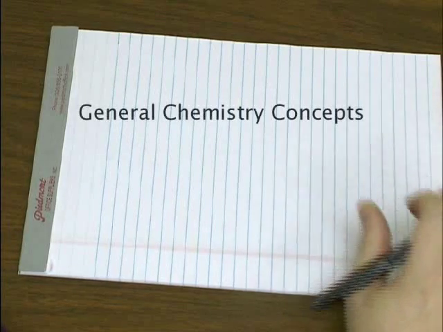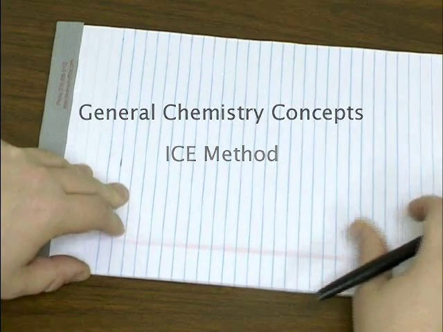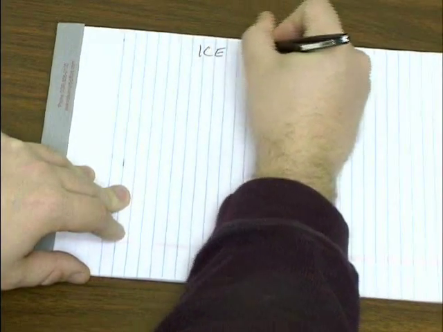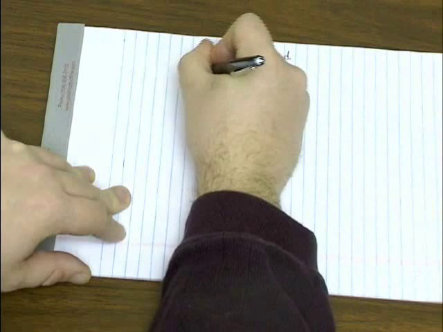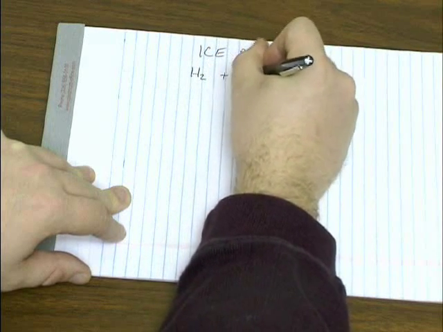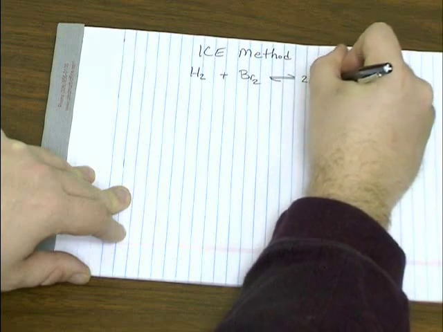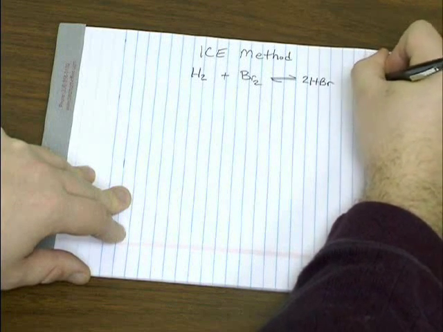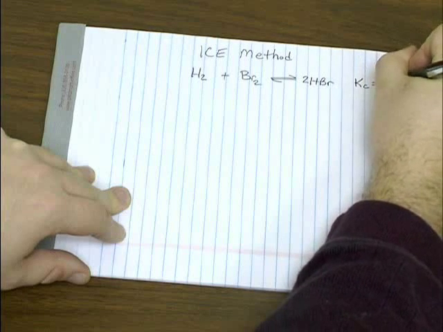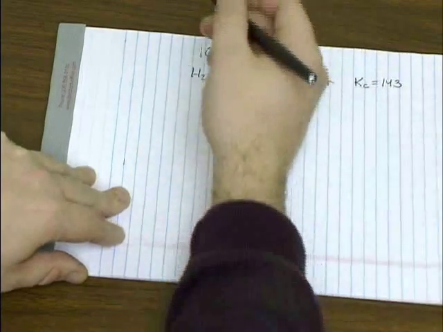When you're dealing with equilibrium calculations, one common little tool that's used to try to make things as painless as possible is a little technique that's commonly called the ICE method. So, for example, let's take the following system at equilibrium. And let's say the equilibrium constant is 143.